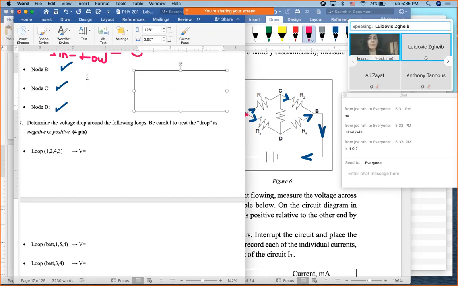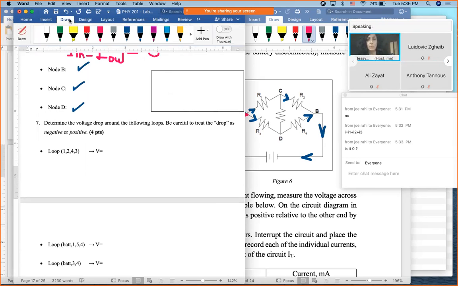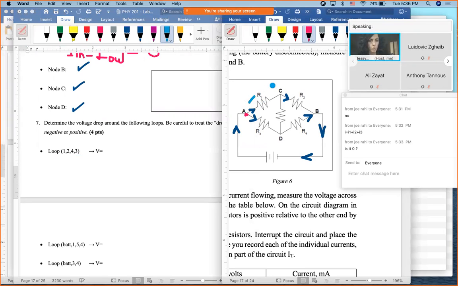Okay, so we have to follow the direction of the loop. We keep in mind that the loop has a direction. Okay, I will assume you're still beginners, and probably this will help you. So the loop 1, 2, 4, 3. Where is it? 1, 2. So 1, 2, 4, 3 means clockwise. Clockwise. All right. Here, as I go following the current, I have a drop, then increase, increase. So this is negative V1, negative V2, positive V4, positive V3.